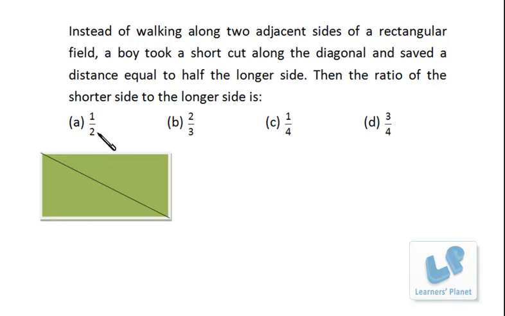So from 1 and 2, there is no Pythagorean triplet. 2 and 3, no. 1 and 4, no. From 3 and 4, yes. 3, 4 and 5, they are making a Pythagorean triplet. Okay. So suppose I assume this to be 3, this to be 4. Okay. So this will be definitely 5. Now, if he is walking this way, he has to walk for 7 units, and if he's walking this way, he has to walk only 5 units. That means he is walking 2 units less, that is half of the longer side. That means all the conditions are matched. Okay, that means 3 by 4 is the correct answer.